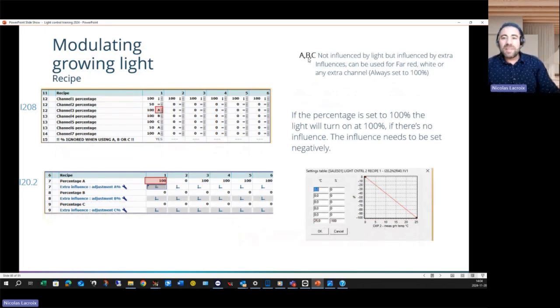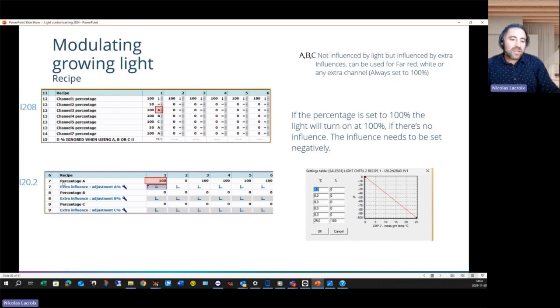If you select A, B, or C, they are not influenced by light, but influenced by extra influence. It can be used for far red, white, or any extra channel, always set to 100%. If you don't set this channel to 100%, like I did here, so I have one set to 50, then you will have an extra line here when using A, B, or C. So just set that back to 100 and that line will disappear.